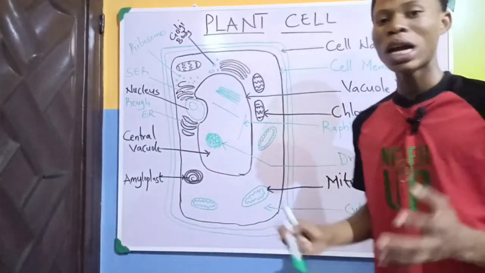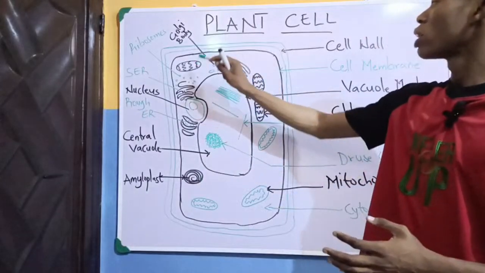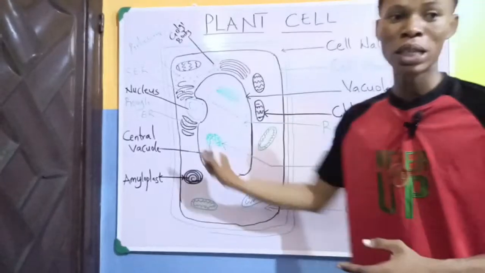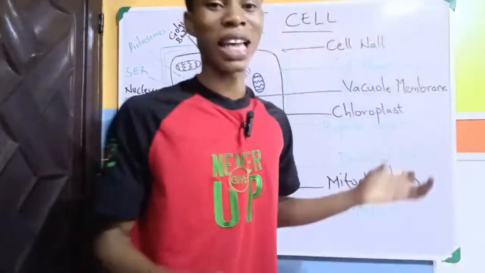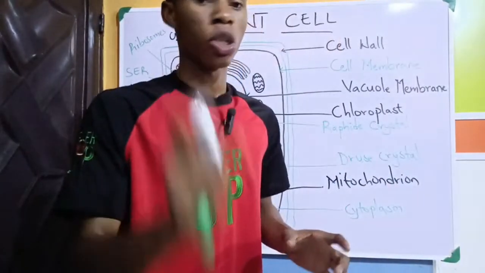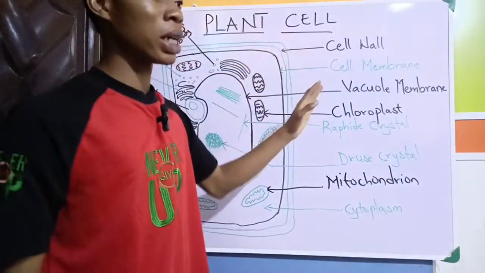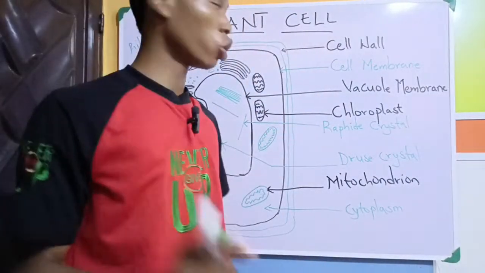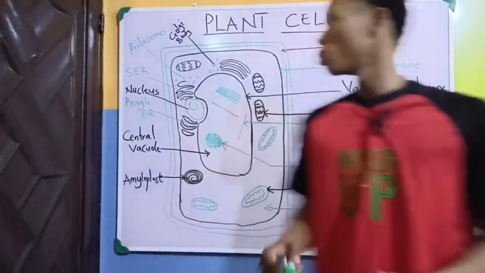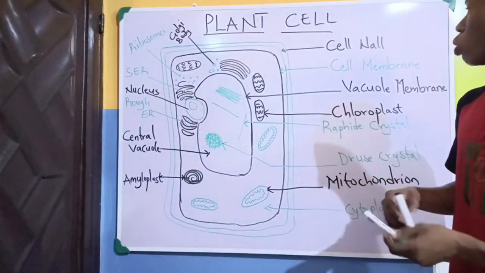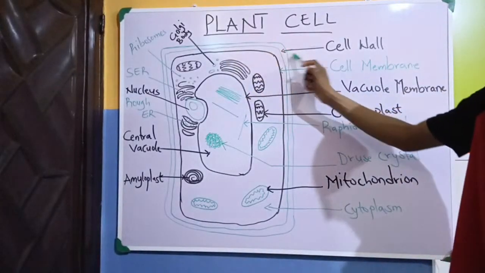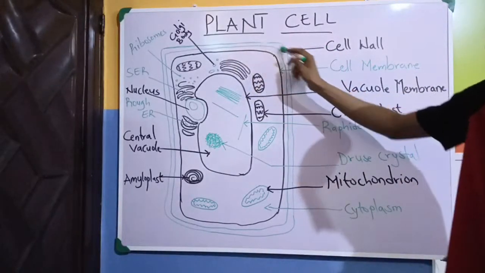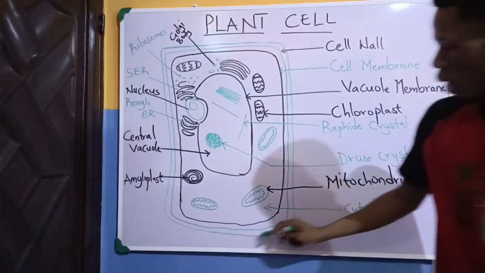And today, I'll be talking about the different components of a plant cell, the different parts, the different compartments of a plant cell and their functions. Alright, so the very first thing we're going to be looking at is this. If you look at this one here, this is the cell wall.